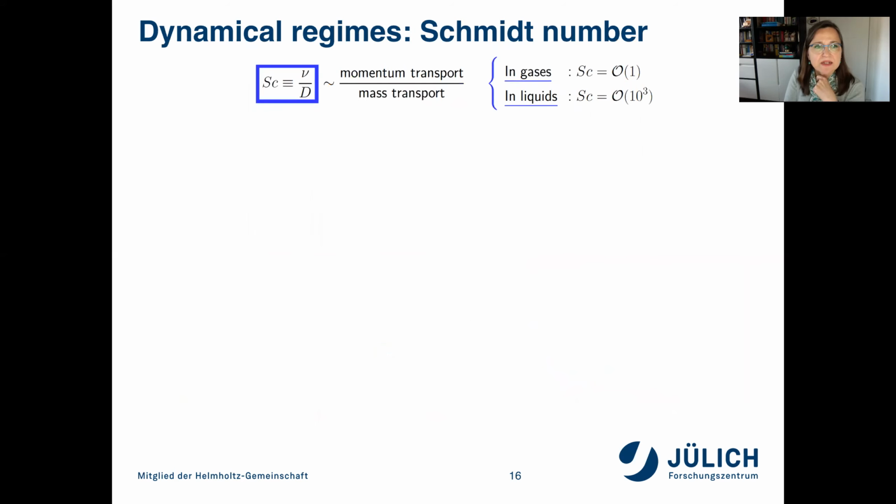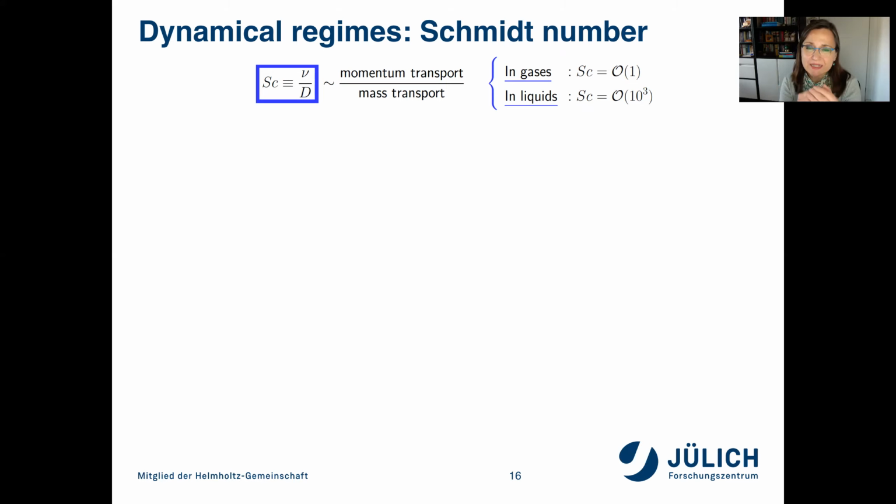And something else that I like to mention is a dimensionless number. Because these numbers are all given in MPC units, with dimensionless numbers we can compare to any real fluid or other methods. So the Schmidt number is the ratio between the kinematic viscosity and the mass diffusion coefficient. So it's a ratio between the momentum transport and the mass transport.